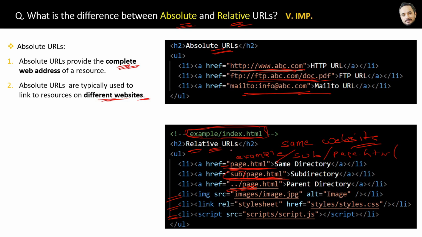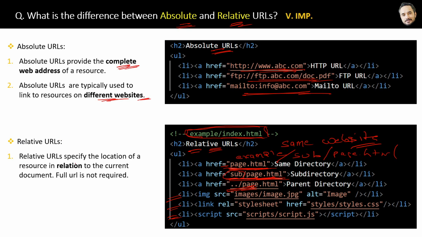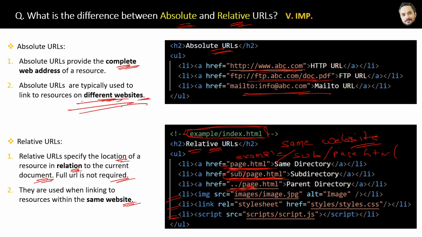Now, here are two conclusions about relative URLs. Relative URLs specify the location of a resource in relation to the current document. Full URL is not required. Second, they are mostly used when linking resources within the same website, whereas you remember absolute URLs are used to link outside the current website.